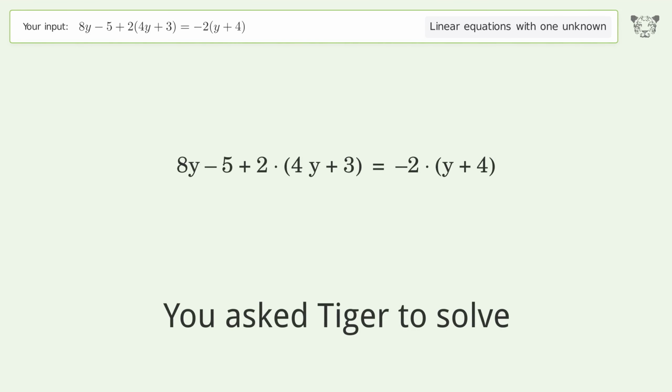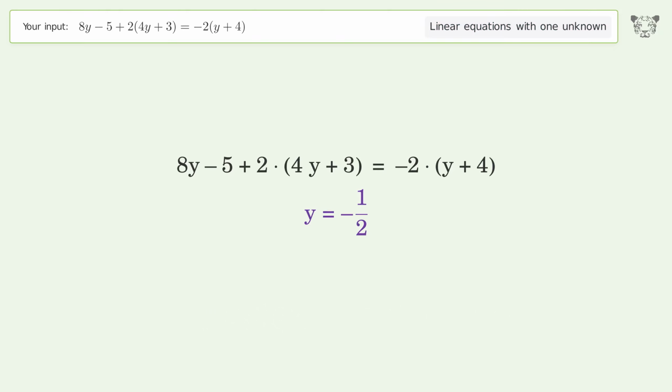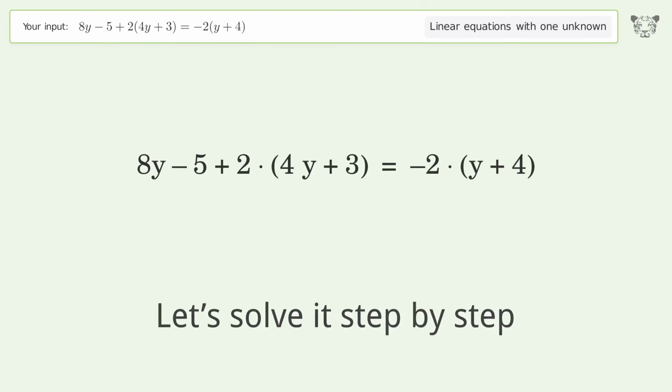You ask Tiger to solve. This deals with linear equations with one unknown. The final result is y equals -1/2. Let's solve it step by step.